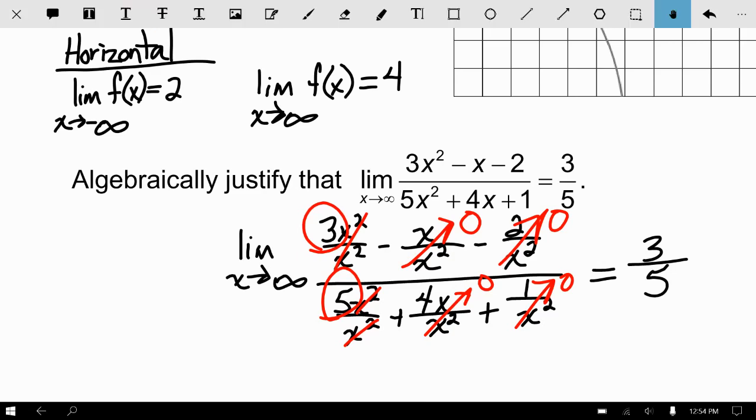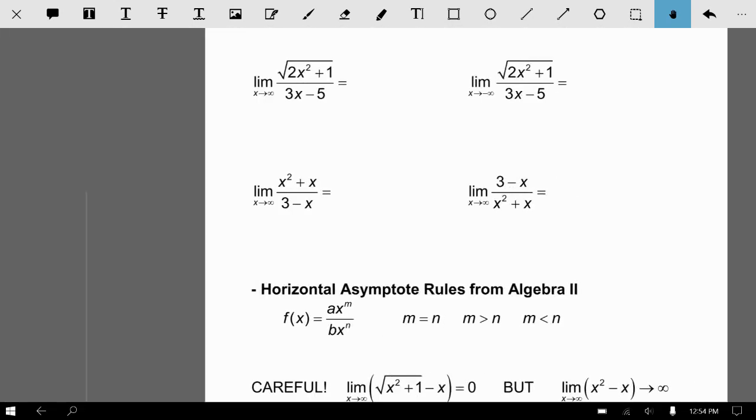Okay, we don't usually work them out that way because it's not necessary. But if you did need to algebraically solve out an infinite limit or a limit where x approaches infinity or negative infinity, that would be the method you would use.